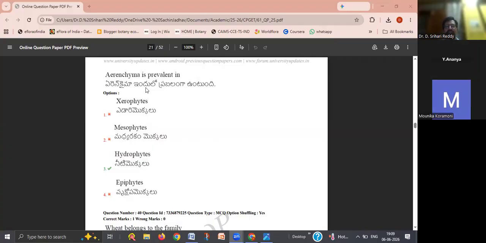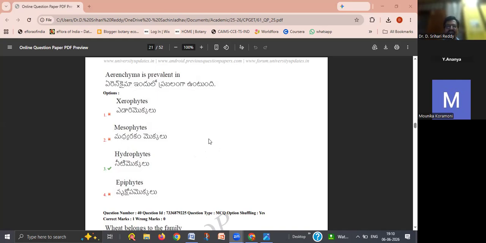Yeah, the question in the PYQ previous year paper is: Aerenchyma is prevalent in, that is a question. Where do we find aerenchyma? Aerenchyma is one of the adaptations of the hydrophytes. We know aerenchyma is present in the hydrophytes and it is useful for the floating of the hydrophytes on the water. So that is one of the main adaptations of the hydrophytes.